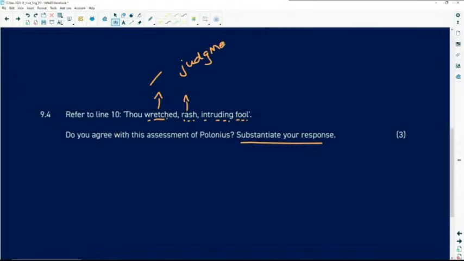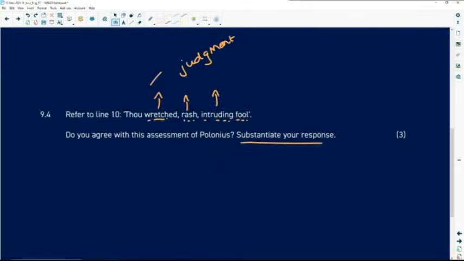He says, that wonderful line, take this from this if I'm wrong, and he ends up dead. Right? Intruding. He gets involved. He spies. The closet scene. And he is a fool. So you need to find evidence that you support or you disagree with it.